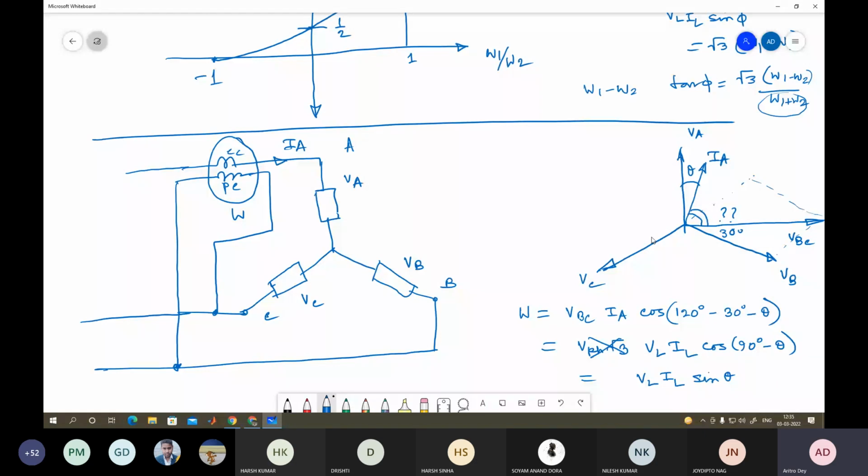So then what are you actually measuring? If you just multiply W by root 3, then you will get root 3 VL IL sine theta, isn't it? And what does it mean? This is equal to Q. I mean, the wattmeter reading will be in watts only, but you will get the value which is your reactive power. So this is the one wattmeter method to find reactive power.